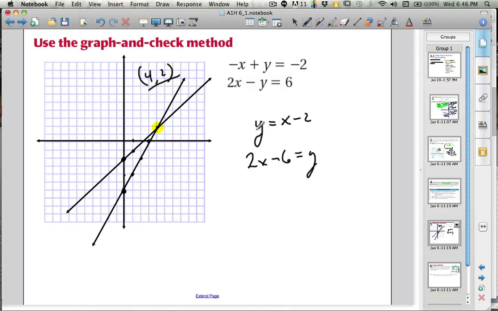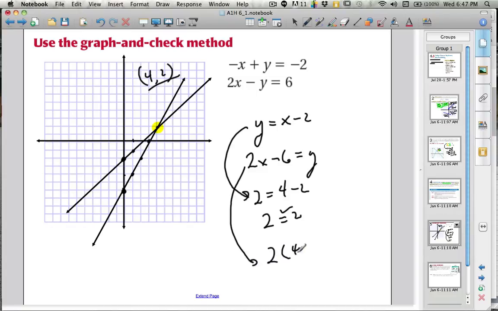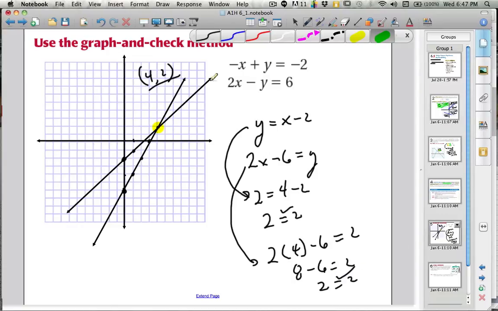So in this case, my y was 2 when my x was 4. And 2 is equal to 2, so it works in that equation. And when I bring this one down, I'll have 2 times 4 minus 6 would equal 2. So this would be 8 minus 6 equals 2. 2 does equal 2, so that works there. This is indeed the solution of this linear system.